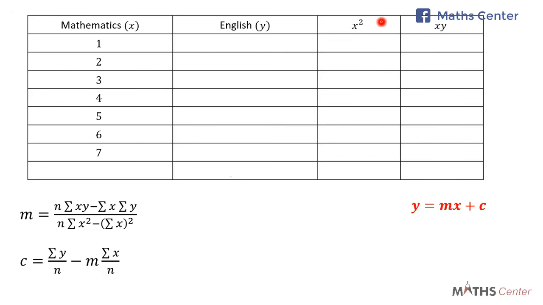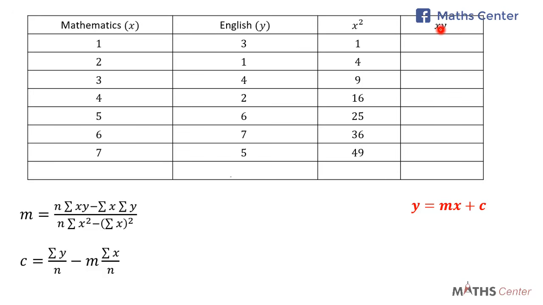To get the x squared values, we are going to square the x values. The x values are the mathematics course. So we take the first one, we square it, the next one we square it, and so on. The first one is 1. 1 squared gives us 1. The next one is 2. 2 squared gives us 4. 3 squared gives us 9. 4 squared gives us 16. 5 squared is 25. 6 squared is 36. And 7 squared is 49.